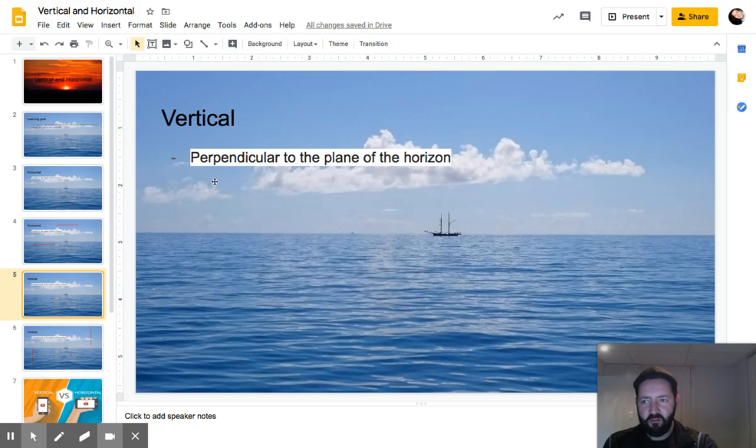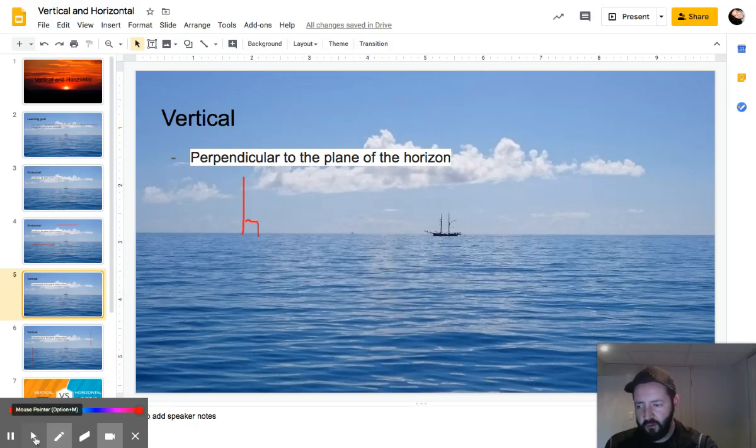Vertical is kind of the opposite of horizontal. Vertical are objects that run perpendicular to the plane of the horizon. So we learned the other day that perpendicular means it forms a 90-degree angle. So if I were to draw a line that runs straight up the page here, and this forms a 90-degree angle with my horizon, then we would say that this line is vertical. It runs straight up and down, okay?